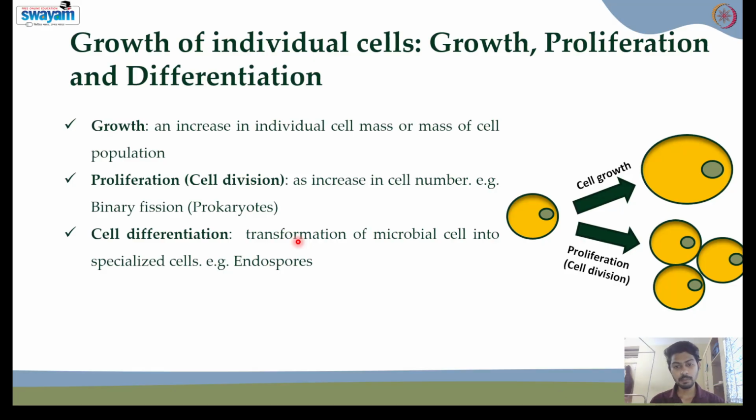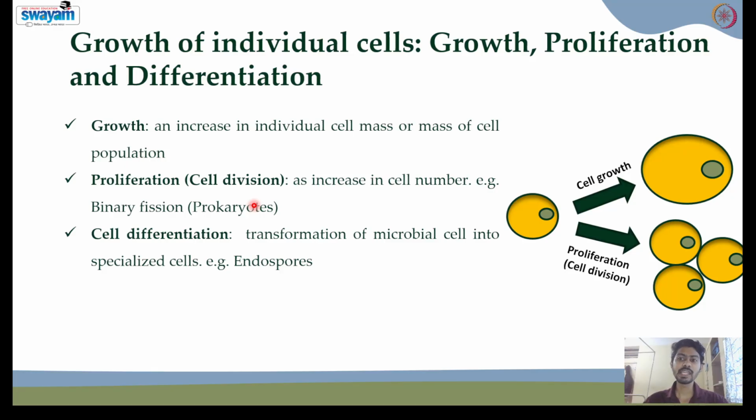So, what does it mean? One kind of cell is converting into another kind of cell based on their function, survival, structure, and proliferation rate for their survival. So, these are the three important concepts in the growth of individual cells, where we have seen growth, proliferation, and differentiation. If it is an increase in the biomass, we refer to it as growth.